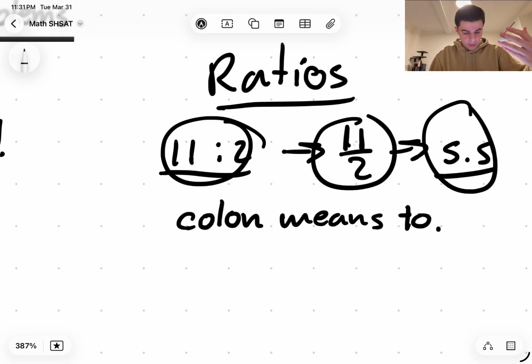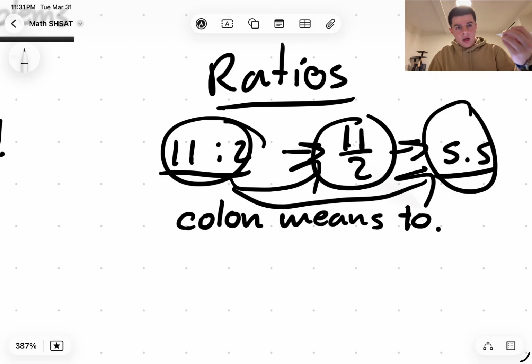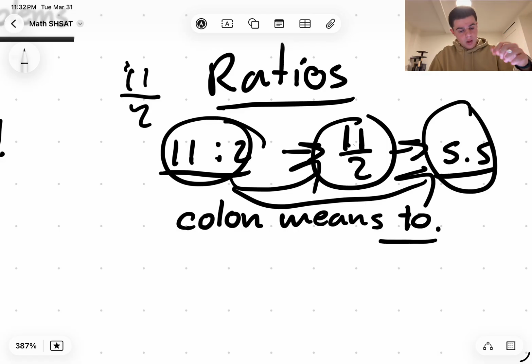Ratios are very easy, right? If you struggle with ratios, just convert them into one of these and you'll be fine. The colon literally just means "to." So when we say 11 to 2, we're just saying 11 over 2, basically. That is an equivalent way to write that.